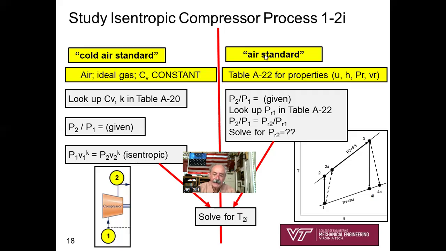Okay. Let's say we've got the air standard analysis. We're using table A22. We've got variable specific heat. P2 over P1 was given. It was a given number. We'll look up PR1 because we have T1 in table A22. We plop down a number. For an isentropic compression process, any isentropic process, P2 over P1 equals PR2 over PR1. So we'll solve for PR2. Well, if we've got PR2, we go right back to table A22 and we back calculate T2 isentropic and H2 isentropic.